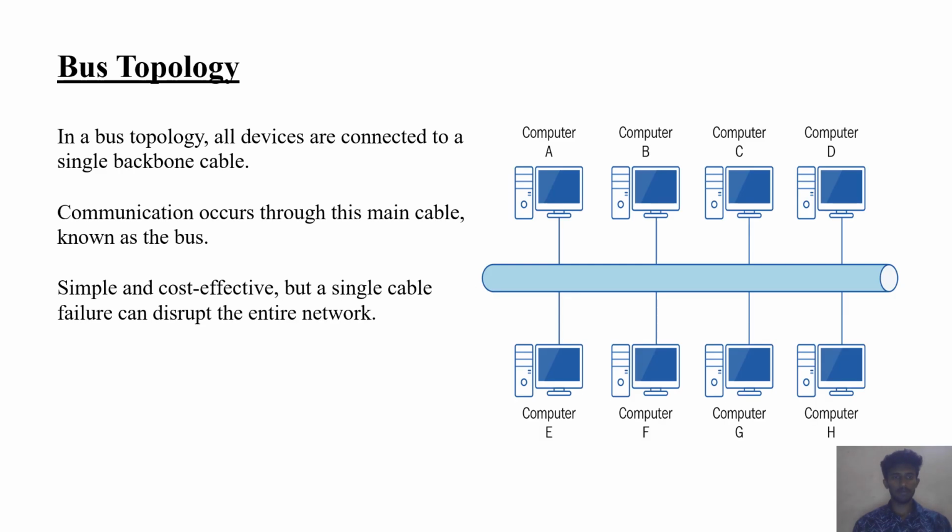There are many types of topologies, and the first one is the bus topology. In the bus topology, all devices are connected to a single backbone cable, and the communication occurs through the main cable known as a bus. It is simple and cost effective, but a single cable failure can disrupt the entire network.